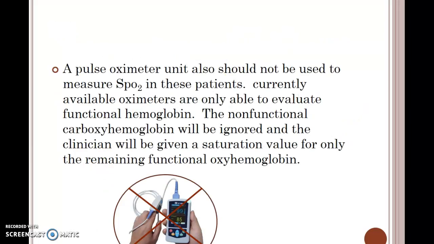A pulse oximeter unit also should not be used to measure SpO2 in those patients with carbon monoxide poisoning. Currently available oximeters are only able to evaluate functional hemoglobin. The non-functional carboxyhemoglobin will be ignored and the clinician will be given a saturation value for only the remaining functional oxyhemoglobin. So again, this is not going to give you an accurate reading on a pulse oximeter.